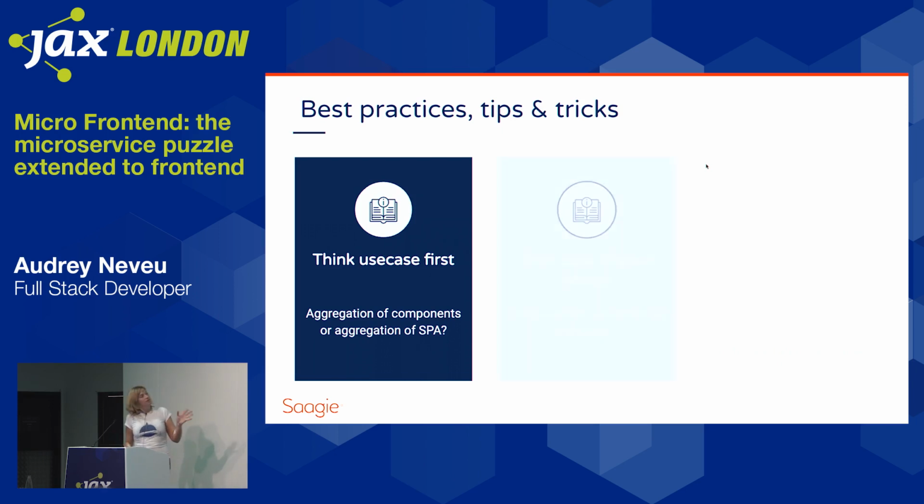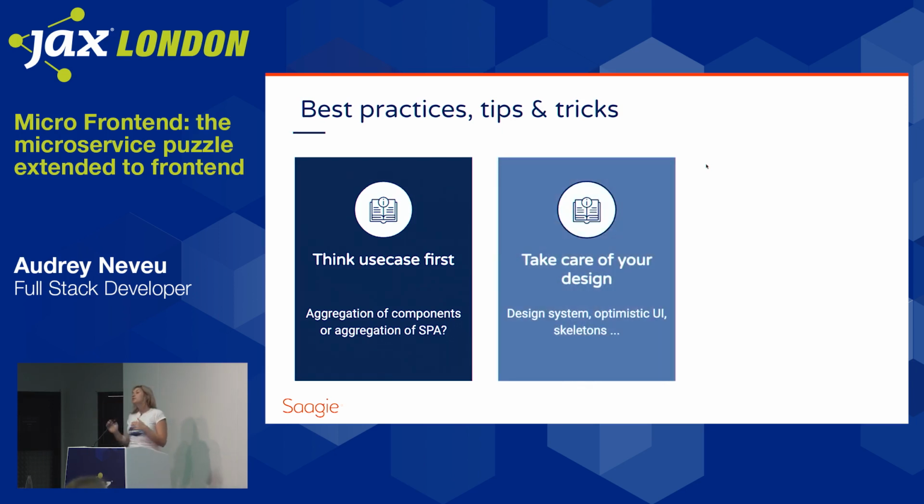Take care of your design. So think about a design system first, but you can also think about other little things like optimistic UI, skeletons, etc. Optimistic UI is not an architecture. It is more a way of seeing things.